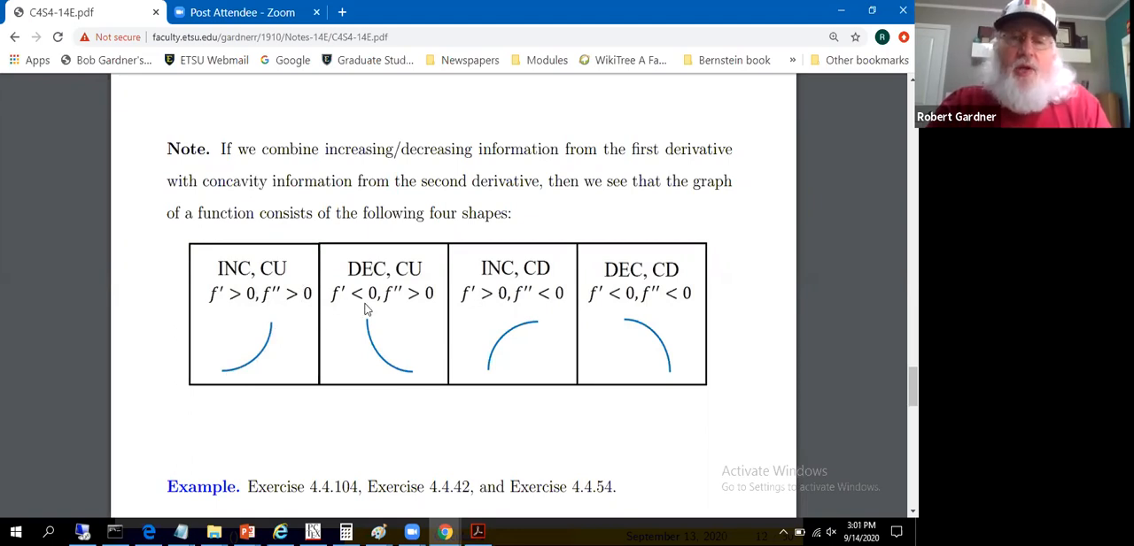Suppose we had negative first derivative and positive second derivative. Negative first derivative, decreasing. Positive second derivative, concave up, must look like this. It's the left-hand part of the smiley face.